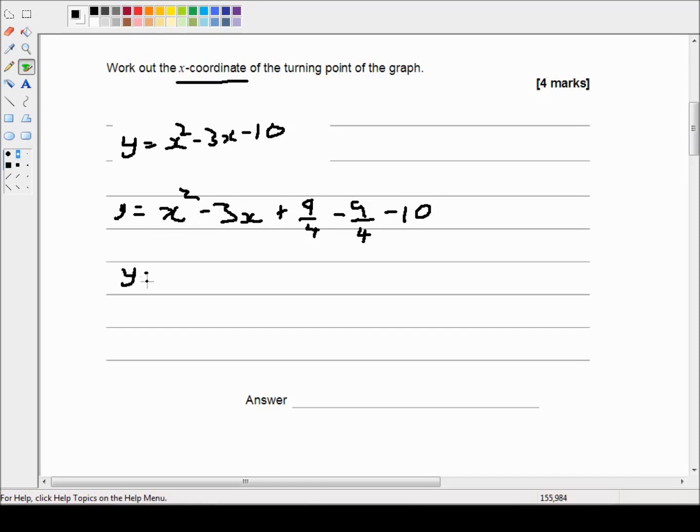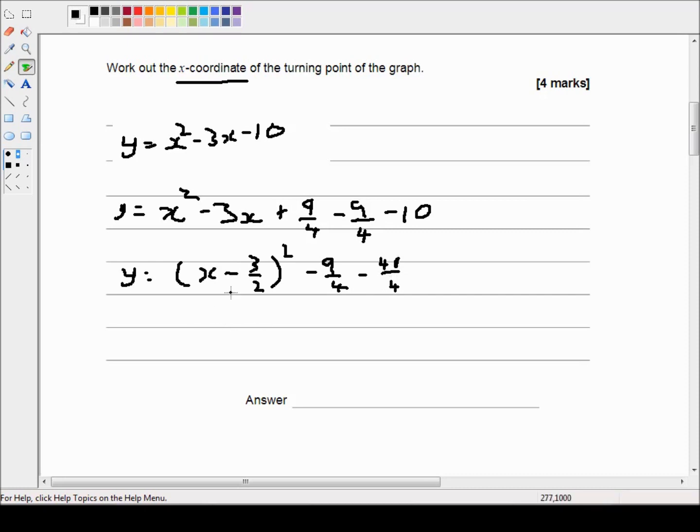So y is equal to, now we know this is a perfect square, so this is x minus 3 over 2 squared. We know because we made it that. And then minus 9 over 4 minus 10. Well, if I multiply the 10 by 4 over 4, I've got minus 9 over 4 minus 40 over 4. So now the denominators are the same, so we can combine them.